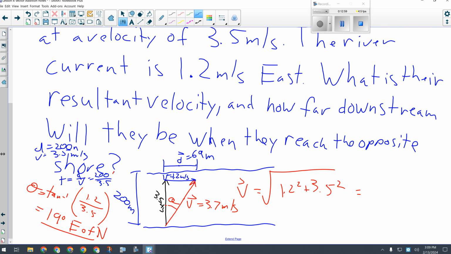Now, that kind of makes sense, right? I mean, I was going a lot faster across than I was downstream, so I should go further this direction than I go that direction. Okay? The reason we bring that up during vector addition is because that's how the last thing in this unit works as well. Projectile motion.